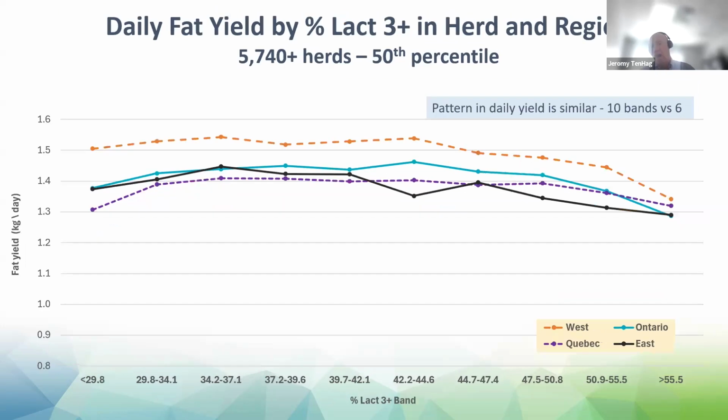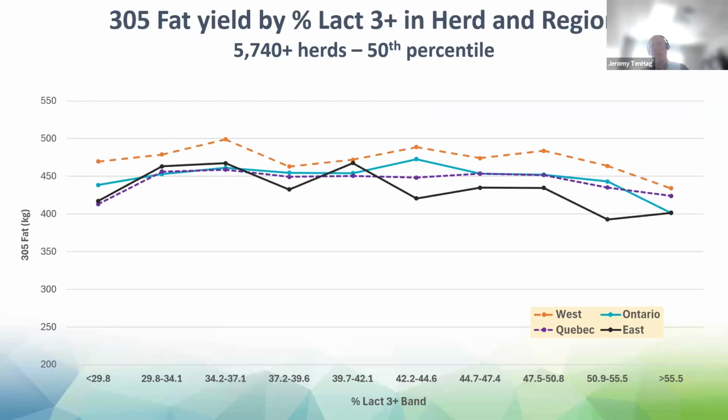Okay. And again, I would say the daily fat yield shows a similar pattern, and it's no surprise, right? Daily milk and daily fat yield, especially at the herd level, would normally follow the same type of trend. And then if we look at 305 yield, so instead of looking at a snapshot in time whenever test day is, this is more of a broader lactation view.